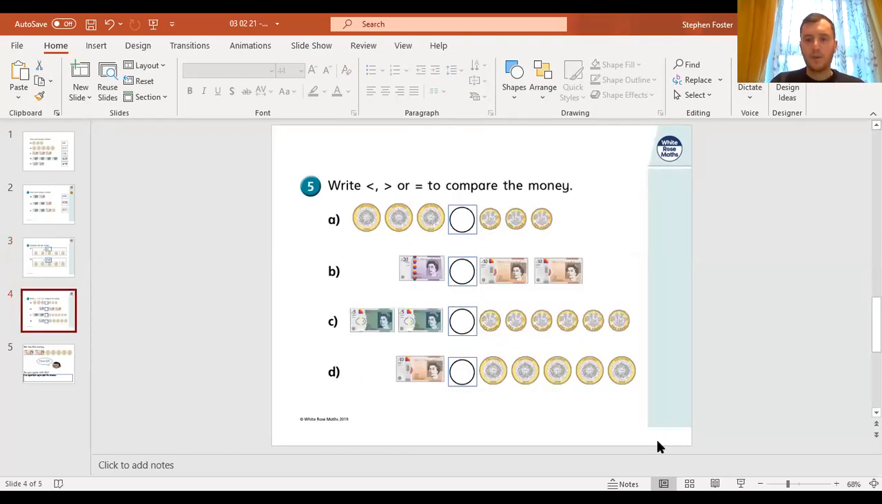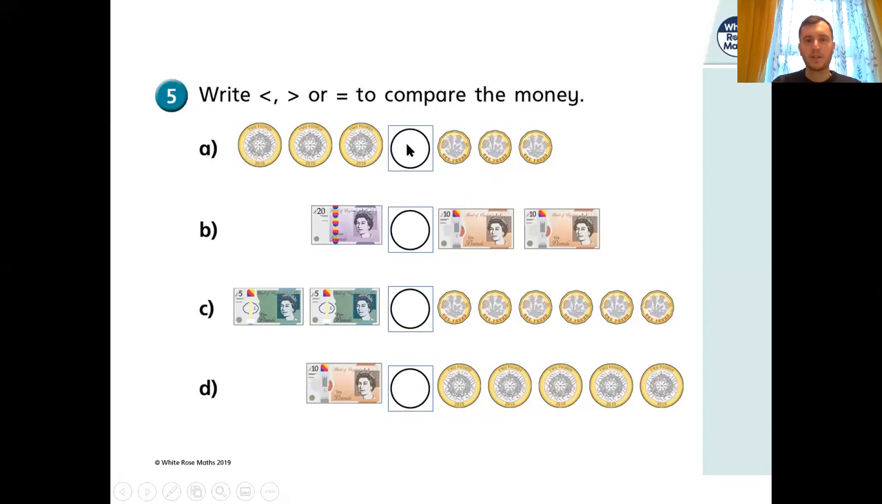Next question. We've got some amounts to compare this time, and you've got to put the correct symbol in the box in the middle. For question A, there are 3 £2 coins compared to 3 £1 coins. In question B, a £20 note compared to 2 £10 notes. Question C, 2 £5 notes compared to 1, 2, 3, 4, 5, 6 £1 coins. And question D, a £10 note compared to 1, 2, 3, 4, 5 £2 coins.